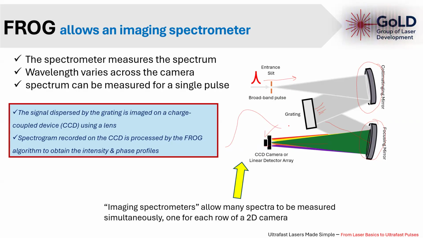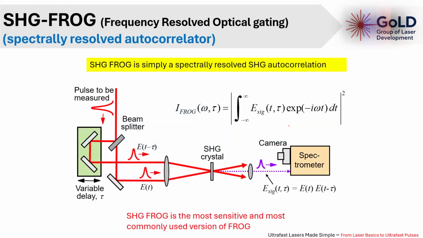Okay, so it disperses the light, and this dispersion actually helps us to see the spectrum of the beam which is entering the spectrometer. Okay, so why is it necessary to show a little bit about the spectrometer? Because the spectrometer is used in the FROG setup, in this setup.